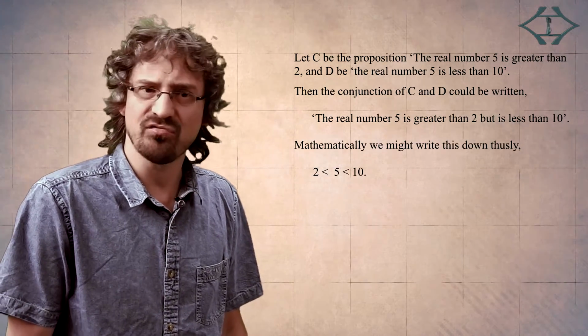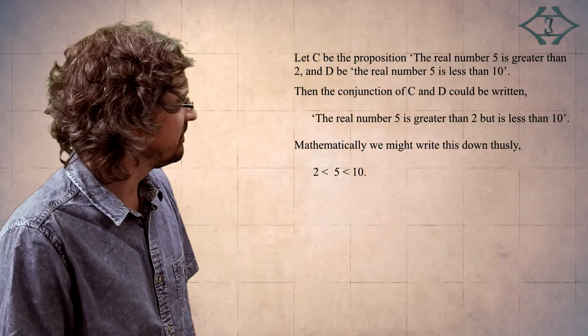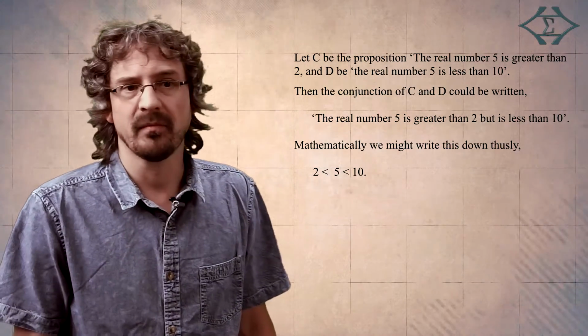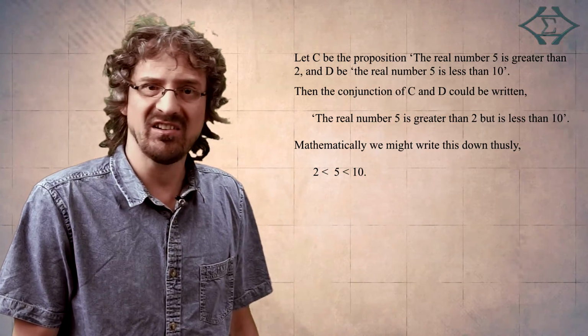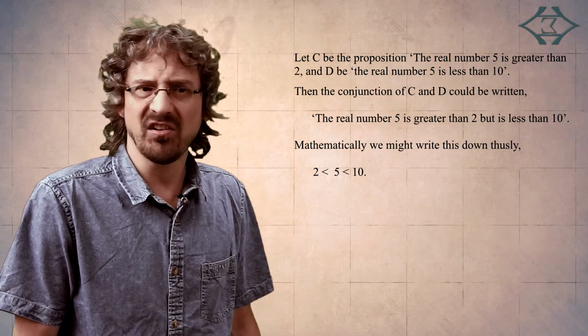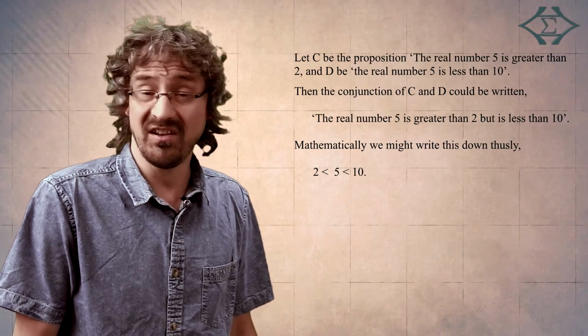Mathematically, we might write this down thusly: 2 < 5 < 10, read as 2 is less than 5, which in turn is less than 10. That is, 5 is strictly between 2 and 10.